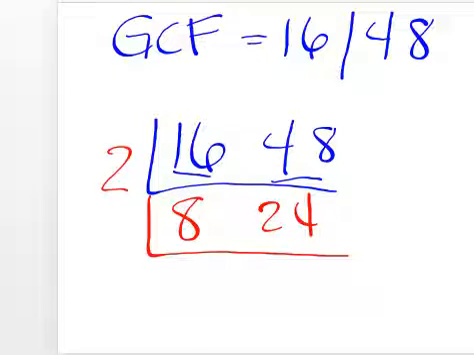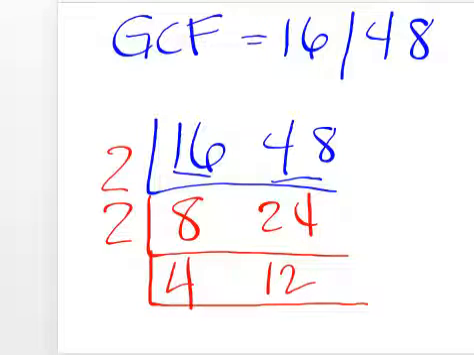But now when I'm looking at 8 and 24, those are divisible as well. I can divide by 2 again. So if you divide by 2 again, you will arrive at 4 and 12. But now I'm looking and I'm thinking, I can divide by 2 again, but actually I can divide by 4 also. If I divide by 4, I will arrive at 1 and 3. I cannot divide 1 and 3 any further.